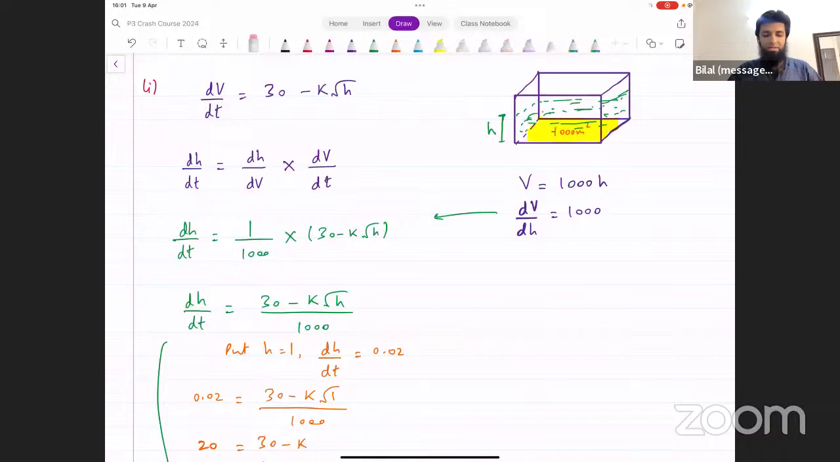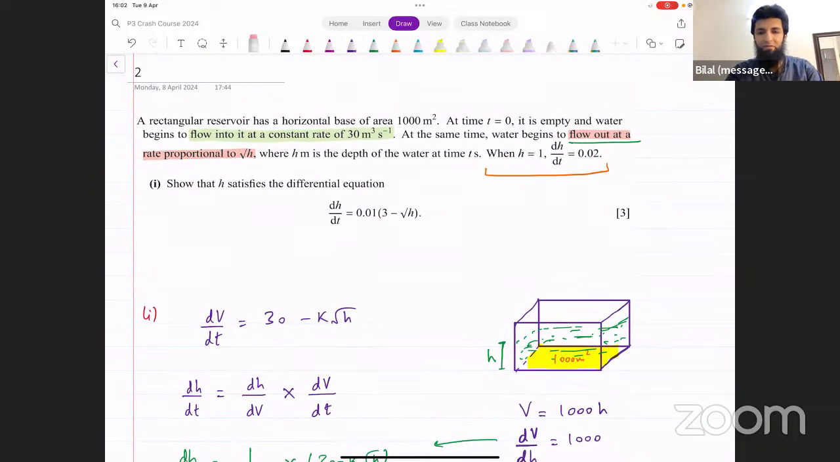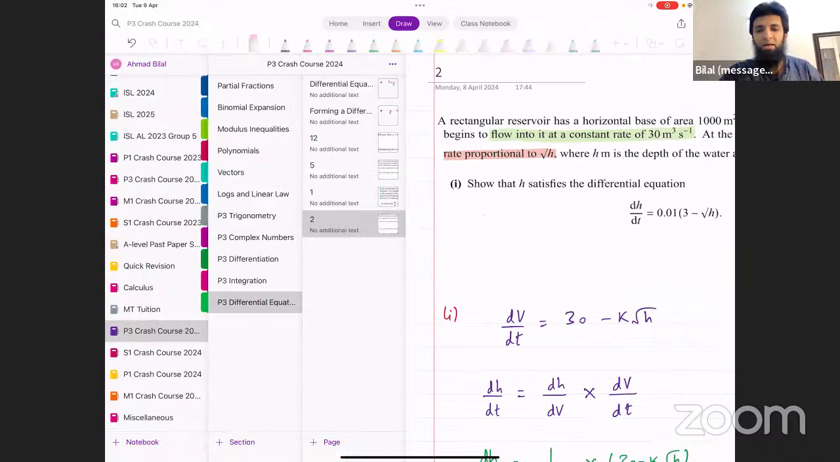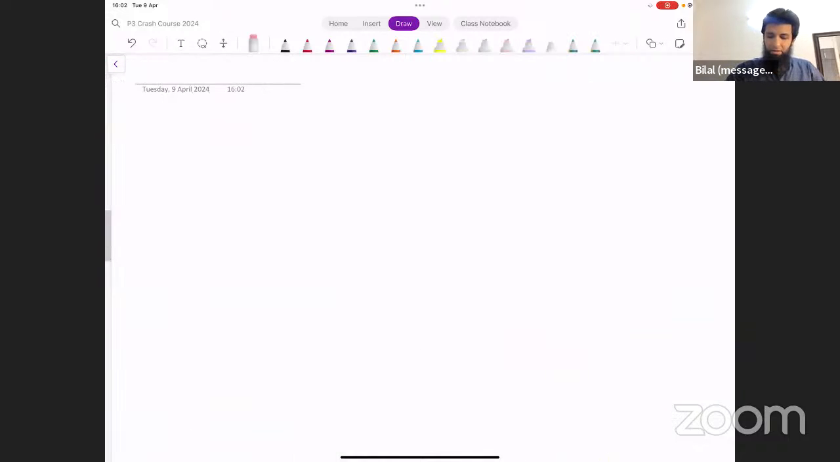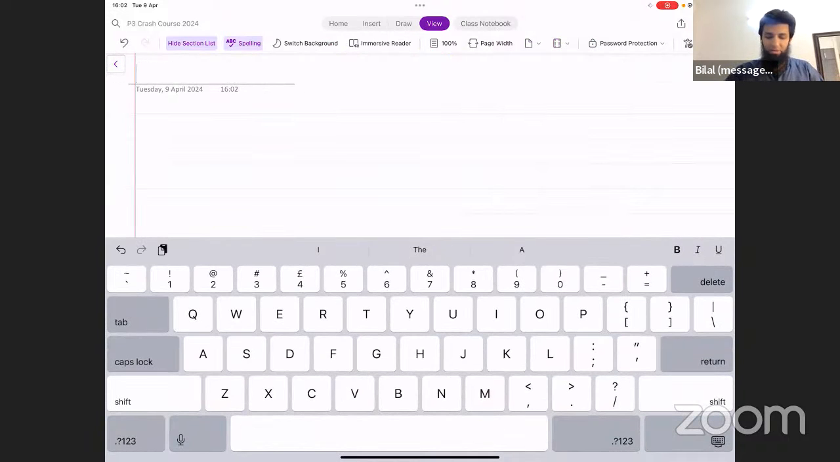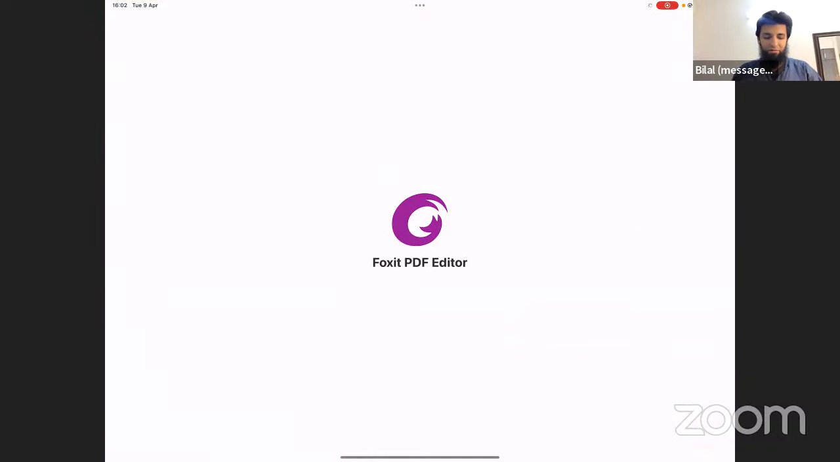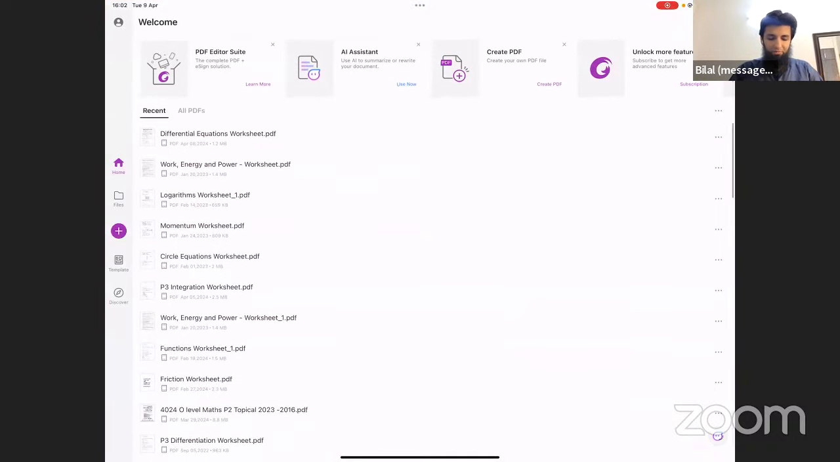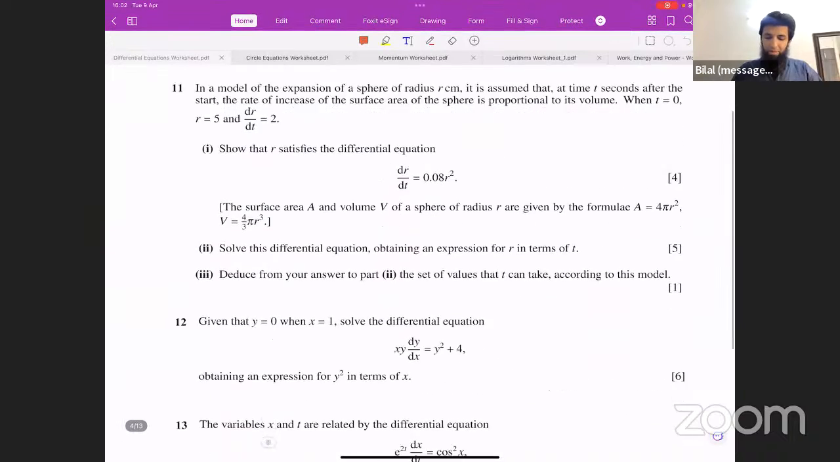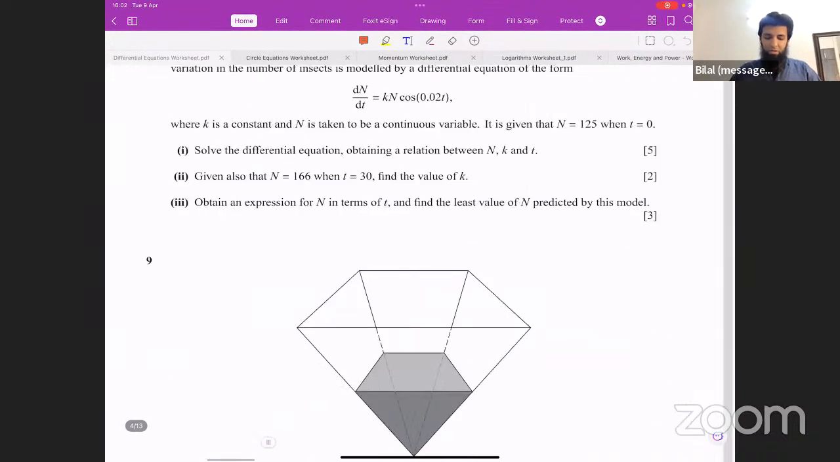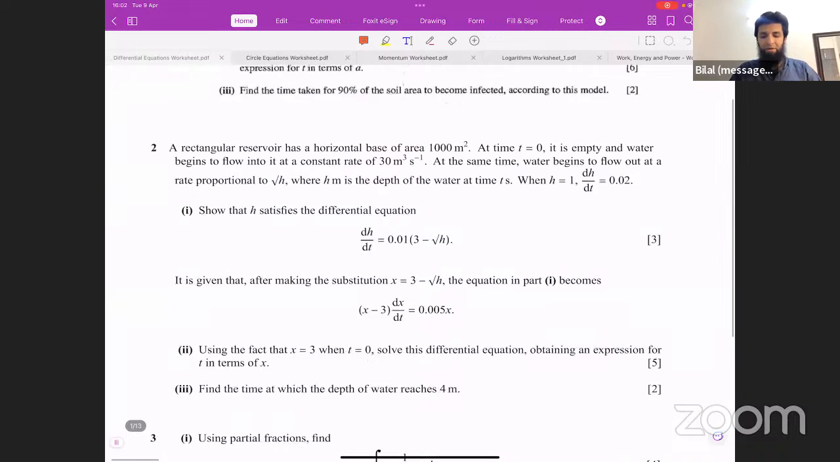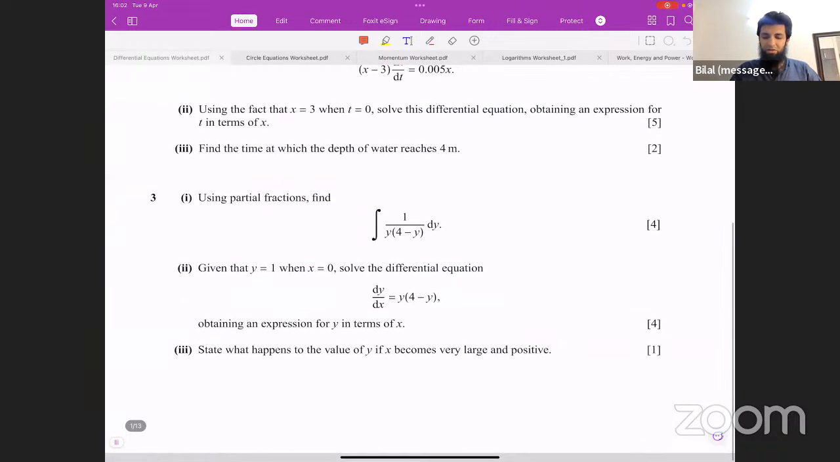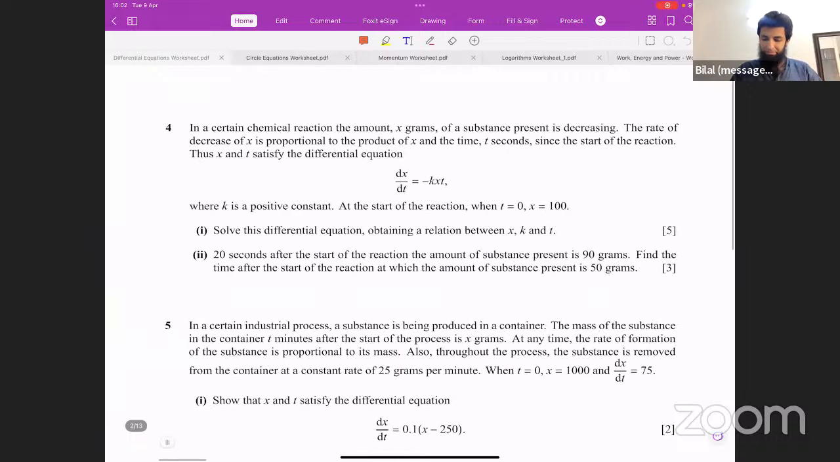All right, so these are all the concepts that we've done until now: how to solve differential equations and how to form differential equations. Now, I told you there's one type of question that we have not talked about, and that is the last part of some of these differential equation questions, in which they ask you about what happens to a certain variable if another variable becomes very large or very small. Let's look at one such example here.